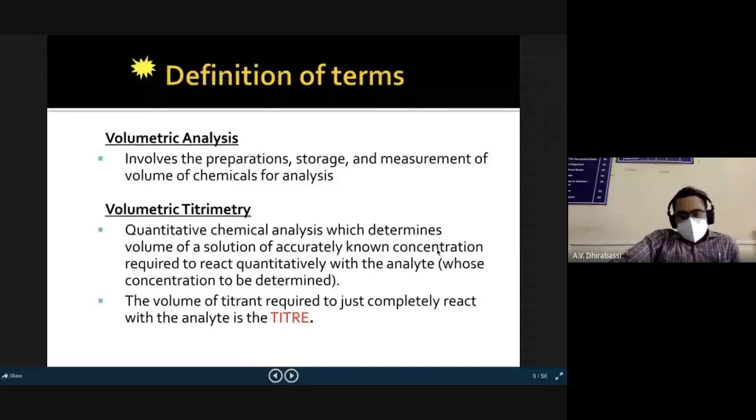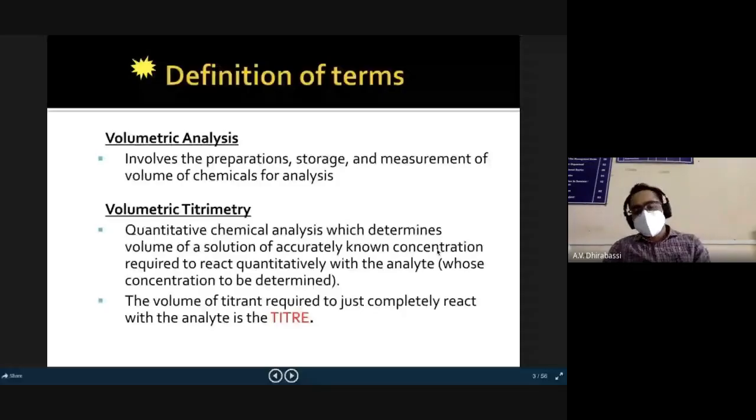So volumetric titrimetry is quantitative chemical analysis that determines the volume of a solution of accurately known concentration that will be required to react quantitatively with the analyte. What is the analyte? The one whose concentration is to be determined. The sample whose concentration we do not know and have to find out is the analyte.